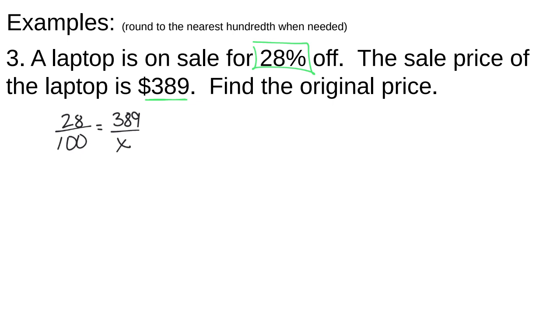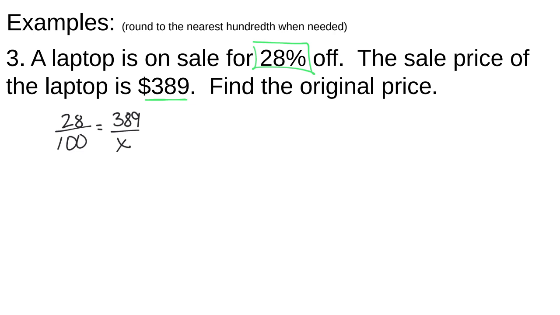But let's talk about this setup. Remember, these two have to correlate. This is the part that I am paying. This is not the percent that I am paying. Those don't correlate with each other. This is the percent that I am saving. If this number right here is going to have to be in this problem, I'm going to have to make this correlate with this. 389 is the part that I'm paying.